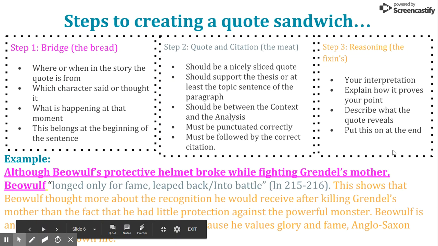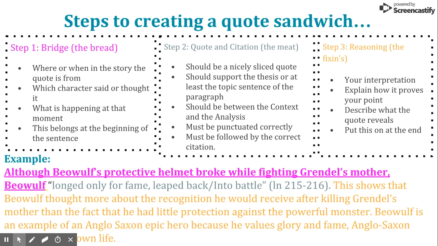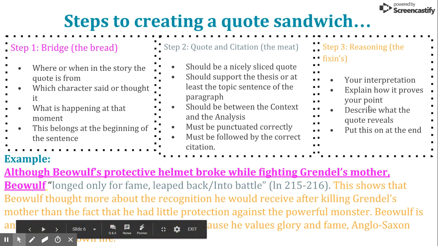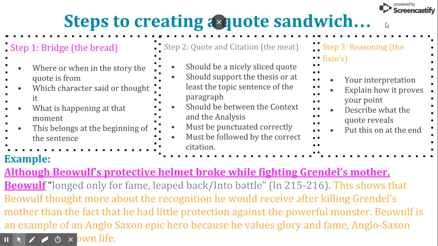So putting it all together, in order to create a quote sandwich, you are going to need a bridge, your quote and citation, and your reasoning. Step 1 and step 2 should be 1 sentence combined. So this is the first half of the sentence, this is the second half. Then step 3 should be about 2 sentences. So in total, your quote sandwich should be 3 sentences.